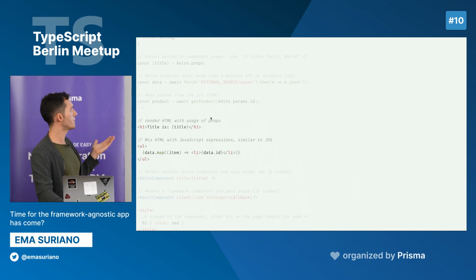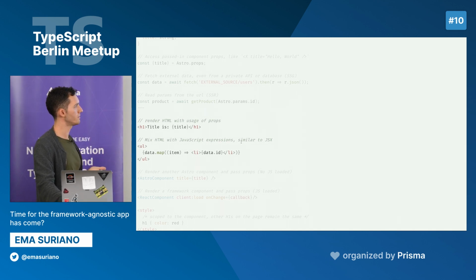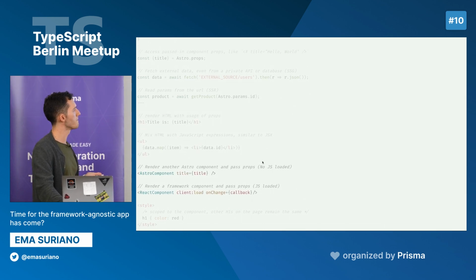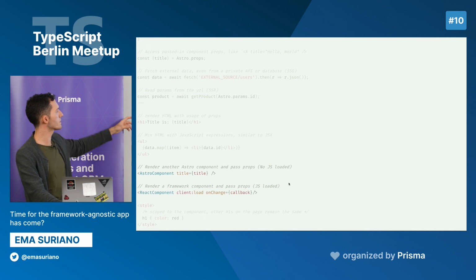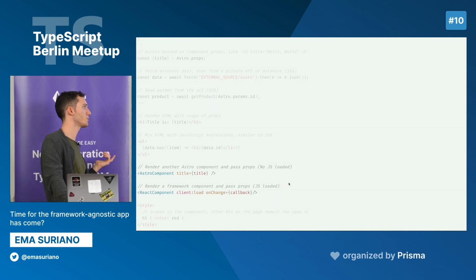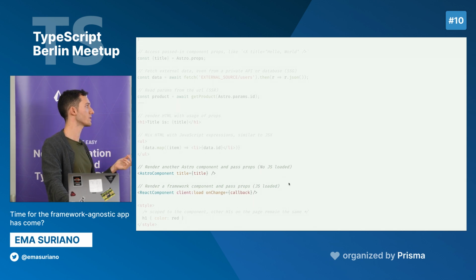So we can render HTML directly and also mix it with JavaScript expressions, very similar to JSX, what we're doing in React. And here there's an example of loading the Astro component, which in theory shouldn't have any client JS.